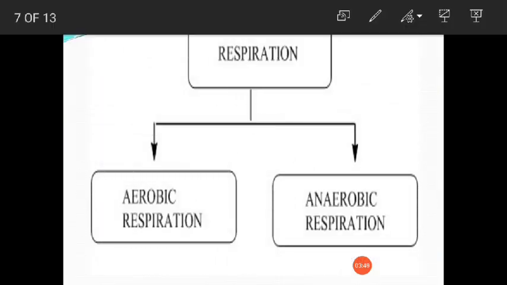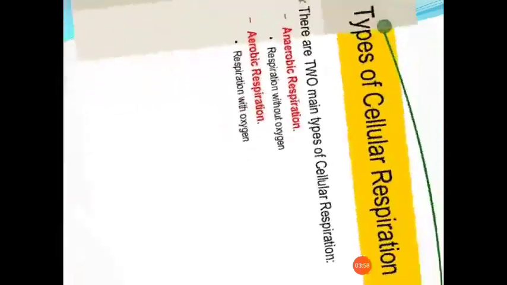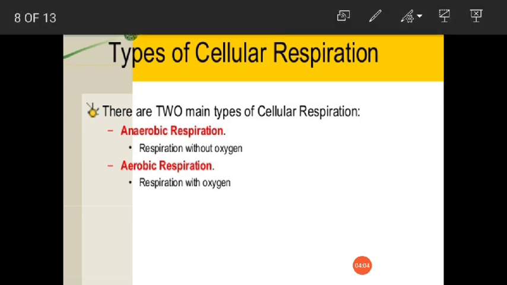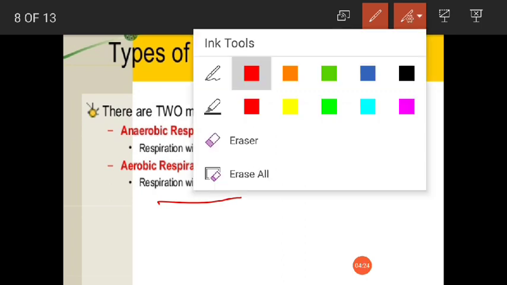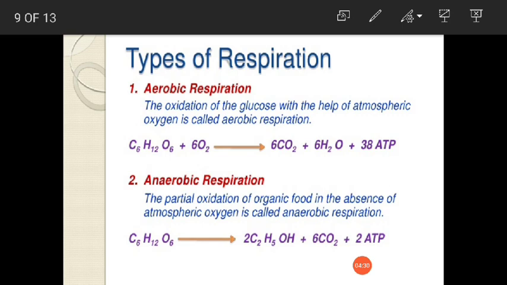So respiration is actually of two types, aerobic respiration and anaerobic respiration. So let's see what they are. Anaerobic respiration is that type of respiration which occurs without oxygen, or in the absence of oxygen. Aerobic respiration is that respiration which occurs with oxygen, or in the presence of oxygen. Normally we all are breathing, that is aerobic respiration. So now you have understood what the types of respiration are.